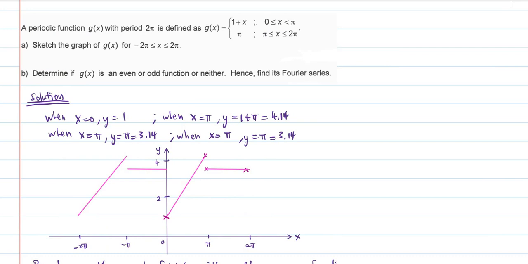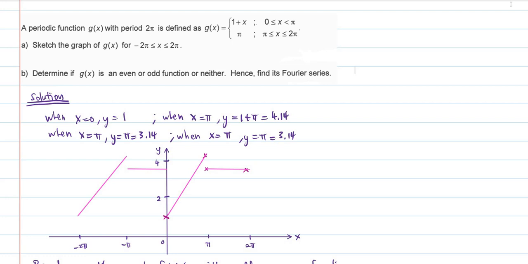Let's look at an example on Fourier series. Given a periodic function g(x) with period 2π, defined as g(x) equal to 1 plus x between 0 to π, and π when x is between π to 2π, we need to sketch the graph of g(x) for x between negative 2π to 2π. Determine if g(x) is an even or odd function or neither, and hence find its Fourier series.